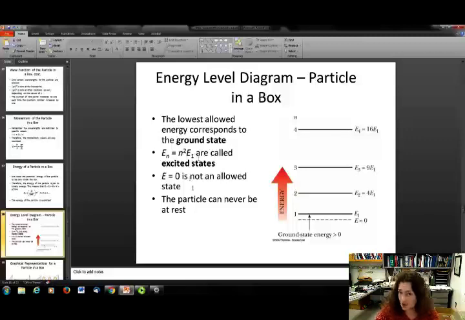Note that it's not possible for a particle to have no energy. This is the so-called zero point energy that we talked about last time. It's not possible for it to not be moving. The particle can never be at rest. The energy level diagram looks like this. The energy levels start off more closely spaced, but since it goes as n squared, they get further apart as n goes up.